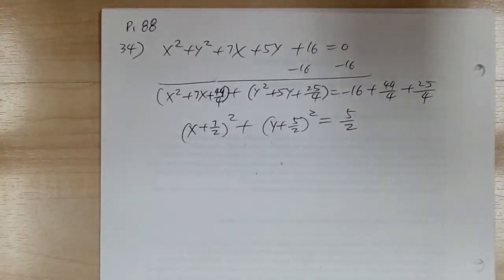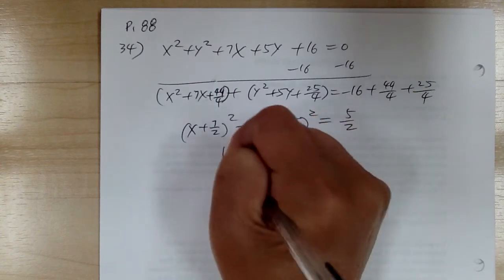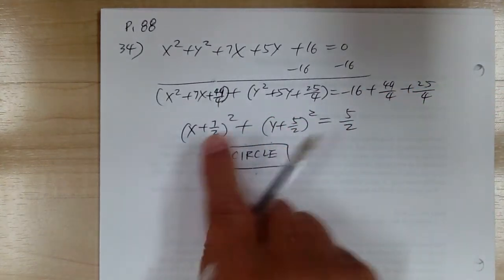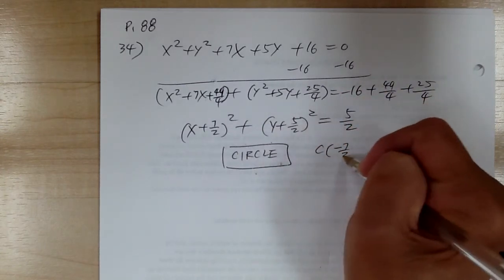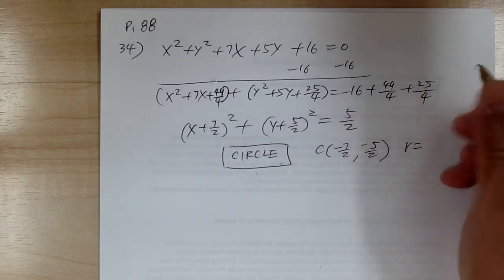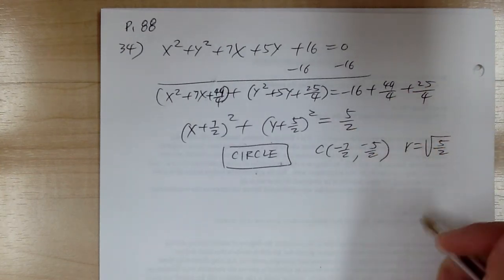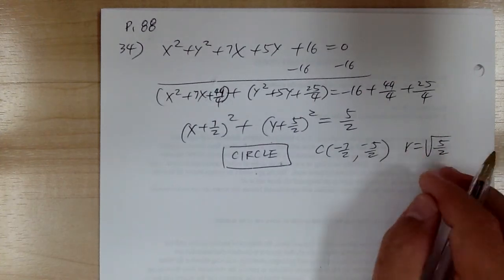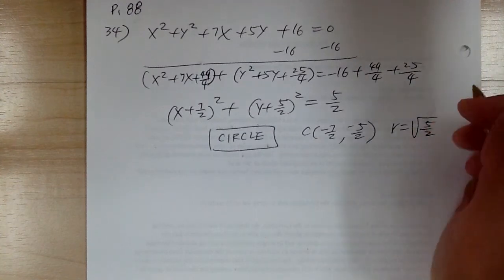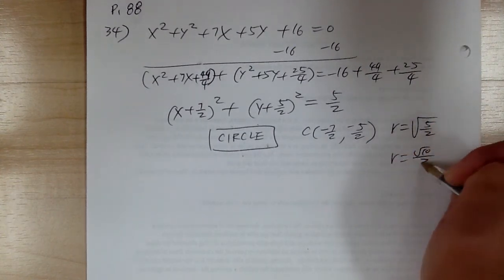Okay. So again, this is going to be a circle, and so the center would be at -7 over 2, -5 over 2, and the radius, you can just take the square root of that, so it'd be just square root of 5 over 2. Okay. And you can simplify that if you want to draw a circle. This is just additional information. If you simplify that, you get square root of 10 over 2.